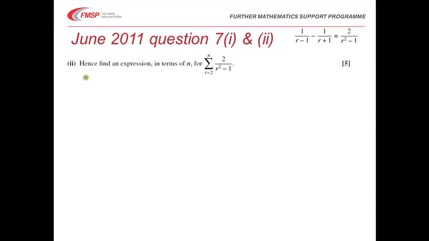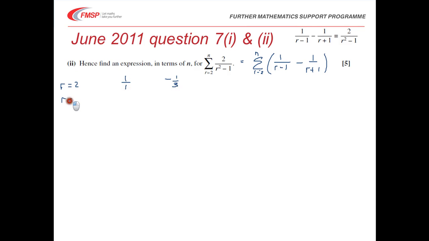What we're saying then is, instead of finding that sum from r equals 2, we're going to find the sum from r equals 2 to n of 1 over r minus 1 minus 1 over r plus 1. So we are going to use what we refer to as the method of differences. We're starting, notice, at r equals 2. So r equals 2, our first term would be 1 over 1, and the next term will be minus 1 over 3.